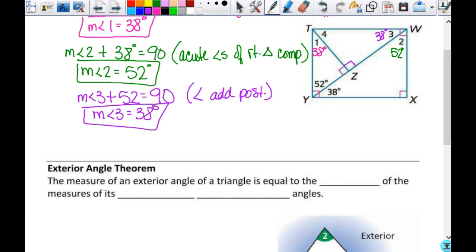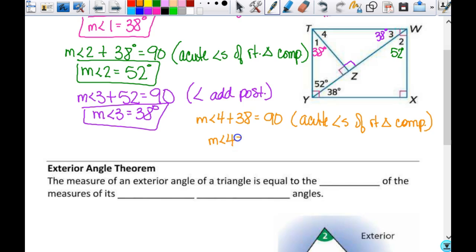Now, can I say that angle 1 plus angle 4 equals 90? No, because you haven't said that yet, right? If I have to use that, I have to prove that somehow, right? I can find angle 4 pretty easily. You should probably already know what it is, but you still have to set it up. So I can use what Reed was going for here, that the measure of angle 4 plus the 38 is equal to 90, and that's because the acute angles of a right triangle are complementary. So the measure of angle 4 is 52 degrees.